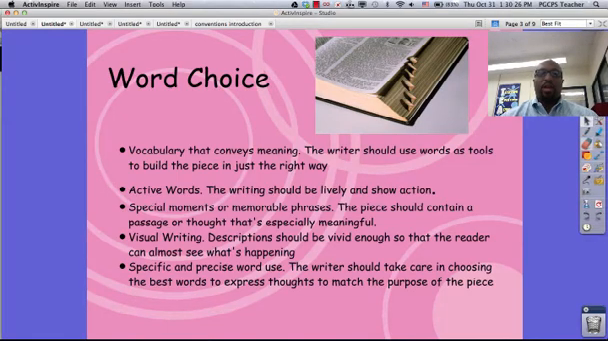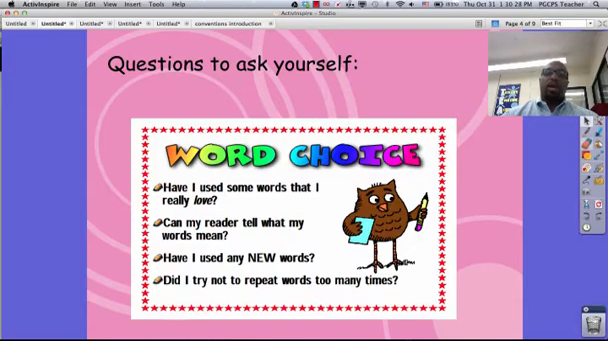All right, so let's look at an example. And actually, before we get to that, let's ask ourselves a few questions as it comes to word choice. Have I used some words that I really love in my piece? Can my reader tell what my words mean?